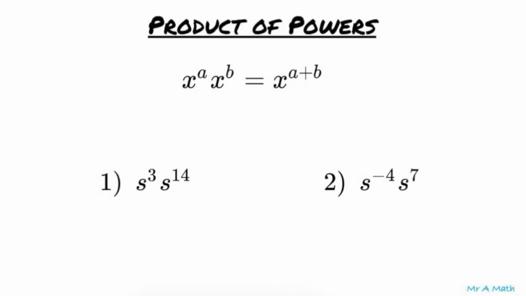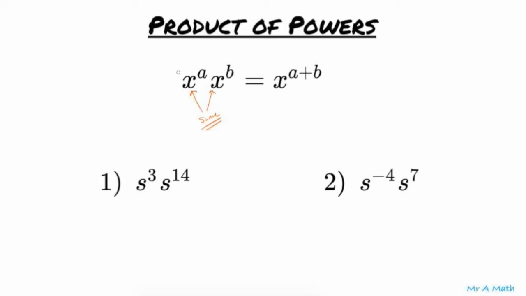Hey guys, so today we're going to be looking at an exponent rule called the product of powers. Essentially what this rule says is if I have two numbers that are being multiplied together, and notice how this is x to the a times x to the b, if these are the same exact base, we call this, then when I multiply these two bases together I can simply add their exponents together.